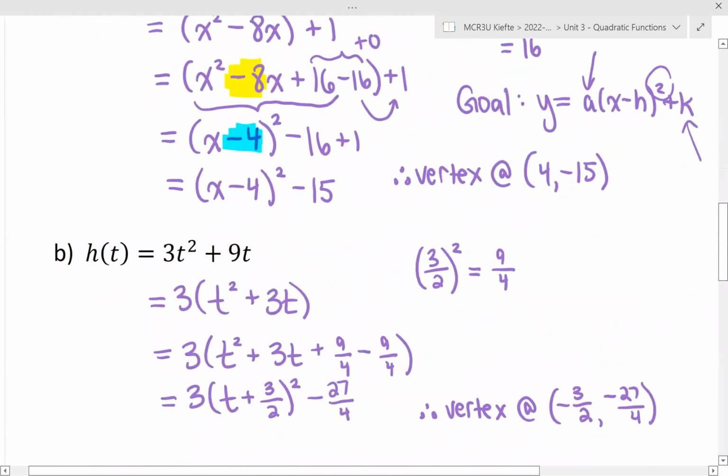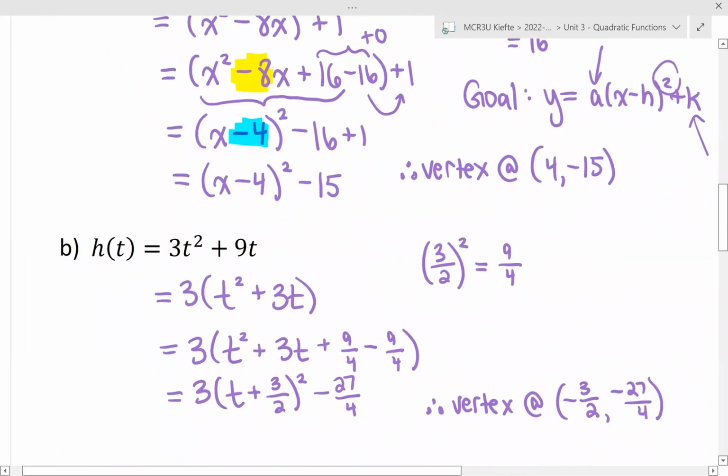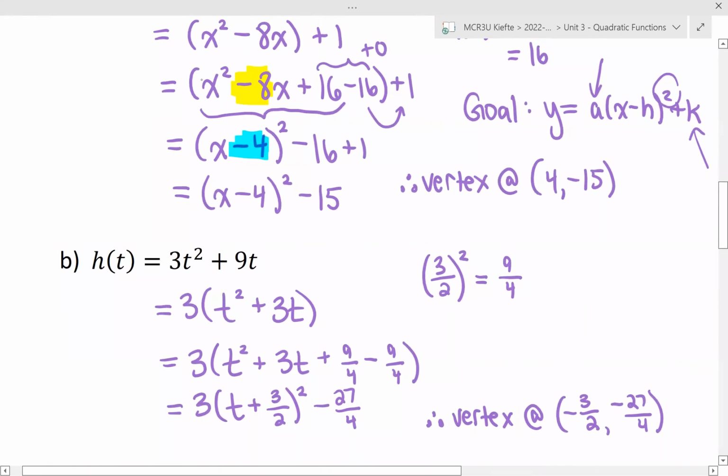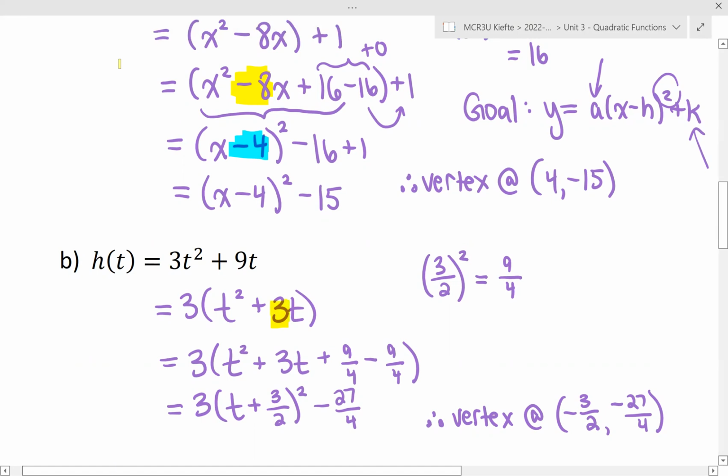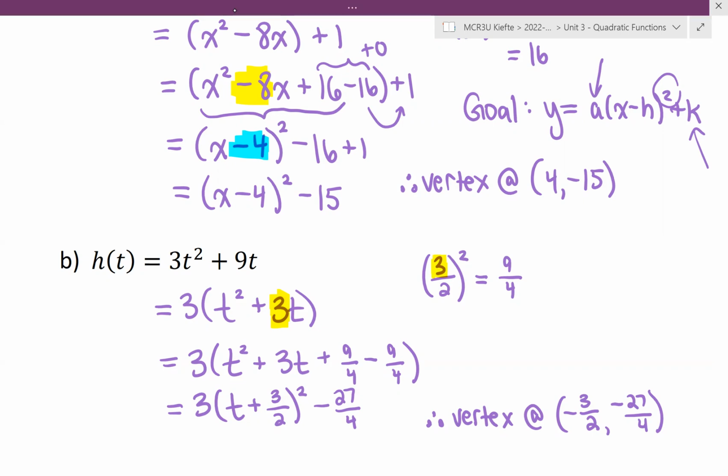So down here, we've got some fractions. So we're going to do the same idea. We're going to remember our goal is that we want our A value factored out. So we factor out the 3. Then again, we're going to take our B value right here, or B over A, I guess, and we're going to divide it by 2 and square it, which will give us 9/4.